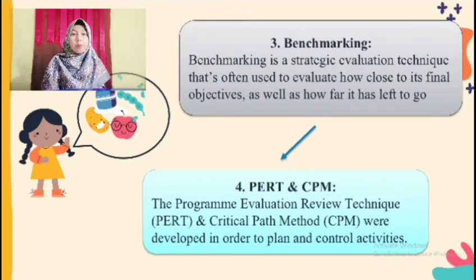Third, benchmarking. Organizations may benchmark themselves against other organizations within the same industry, or they may benchmark themselves against their own prior situation. Fourth, PERT and CPM. The Program Evaluation Review Technique, or PERT, and Critical Path Method, or CPM, were developed in order to plan and control activities.